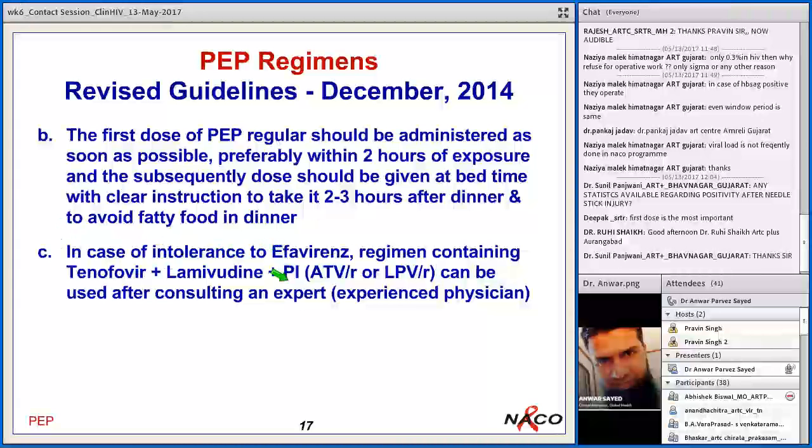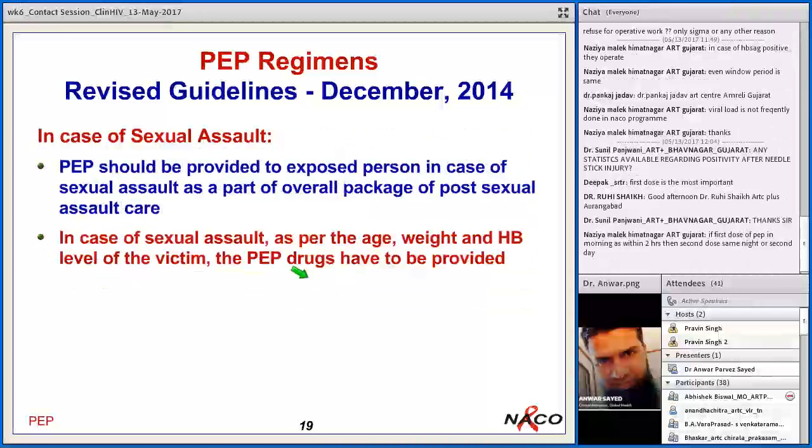There is a question: is any statistics available regarding positivity after needle stick injuries? The number I mentioned before, 0.3%, is actually based on the reported transmission after needle stick injuries. But again, the data is very limited. Especially for hospital or occupational exposures to HIV, the risk has been reported as 0.3%. Unfortunately there is not much data, but that is what has been reported and referred to for a long time.